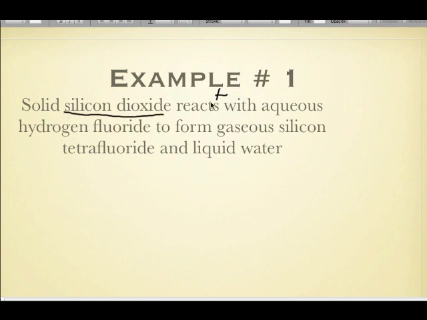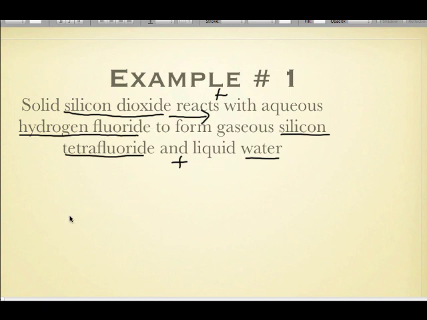Silicon dioxide plus hydrogen fluoride is going to form. We use the arrow for "form." The arrow means it's going to form products. You're going to see a couple different words for that arrow. Form and yield are the most common. Produces too. Then plus, this forms gaseous silicon tetrafluoride and water. You can see how the balanced equation's general structure is still here in words.